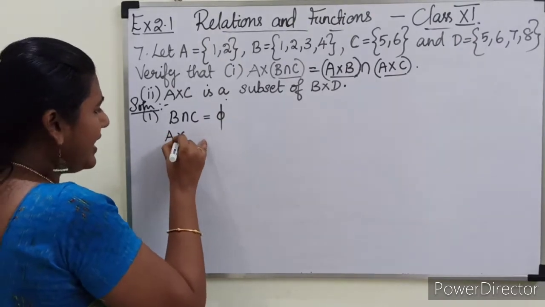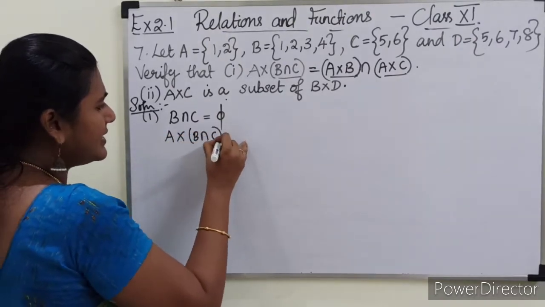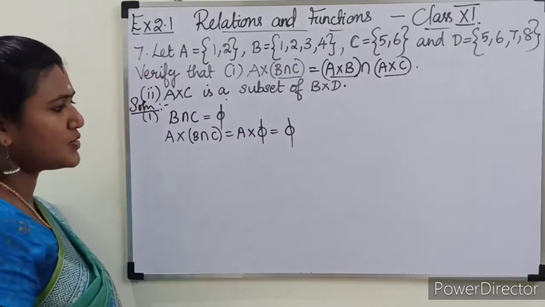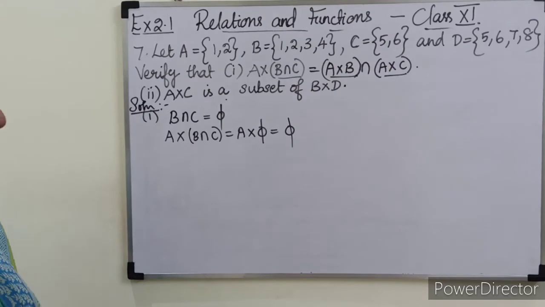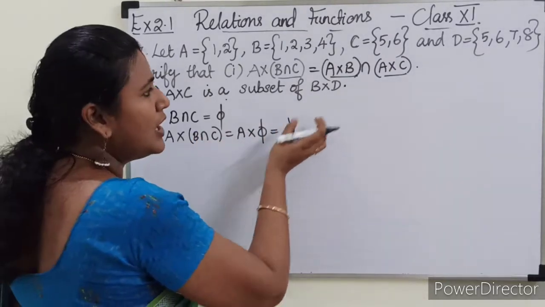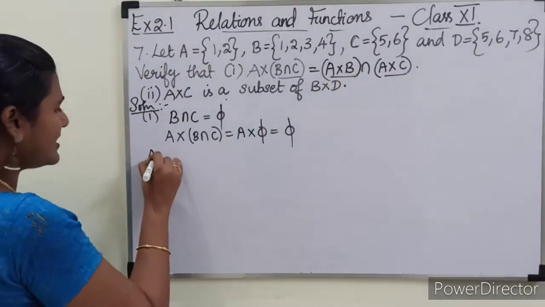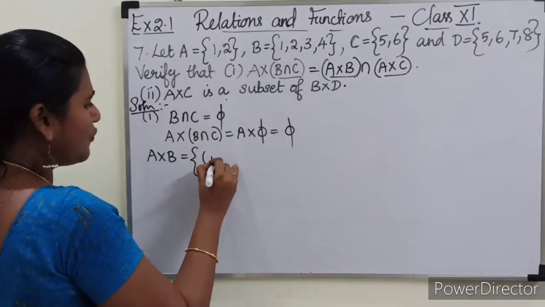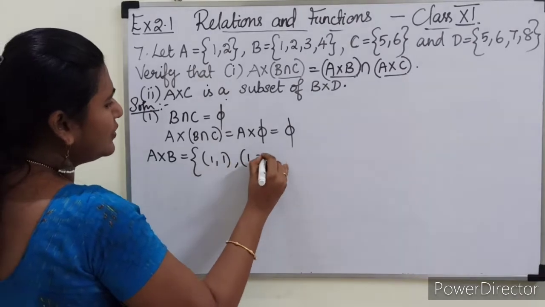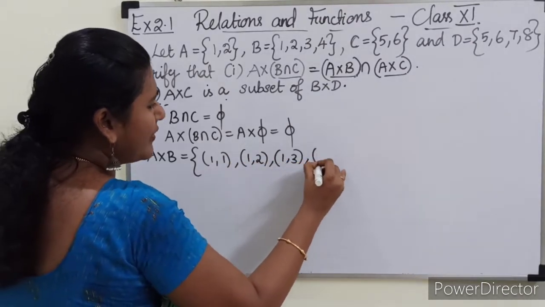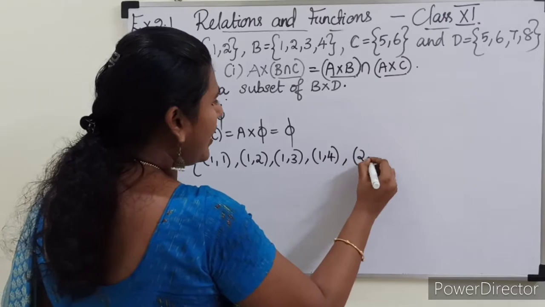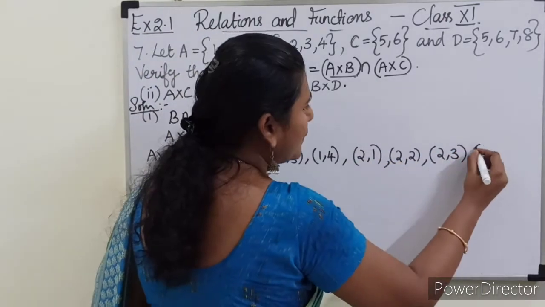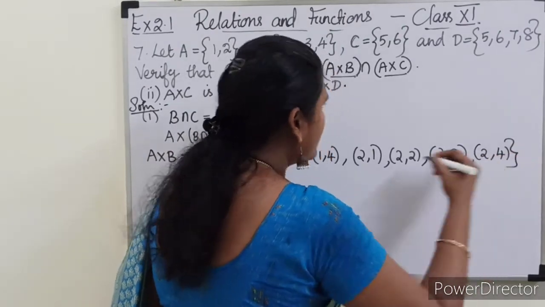So what will be A cross (B intersection C)? That is A cross null set, which is equal to null set. So when we simplified, we got the left side as null set. Now we will simplify the right side. First we will find out the A cross B value. A cross B is (1,1), (1,2), (1,3), (1,4), (2,1), (2,2), (2,3), (2,4). So this is A cross B.